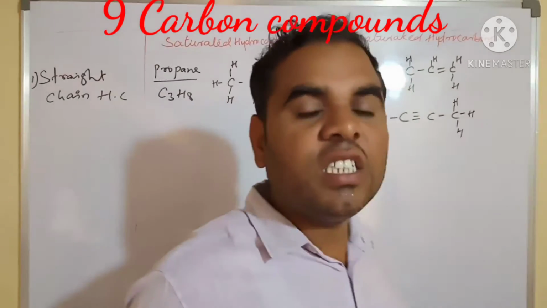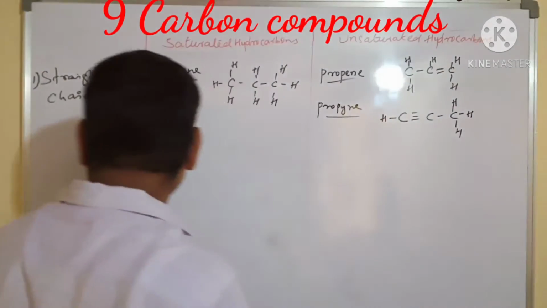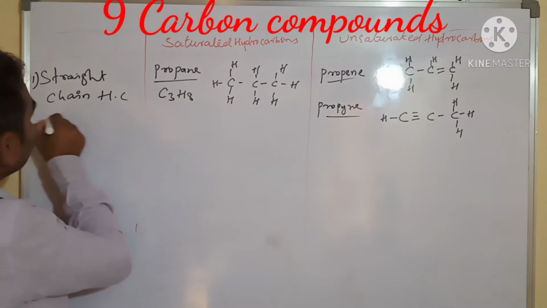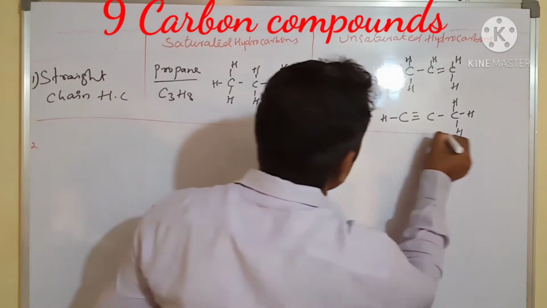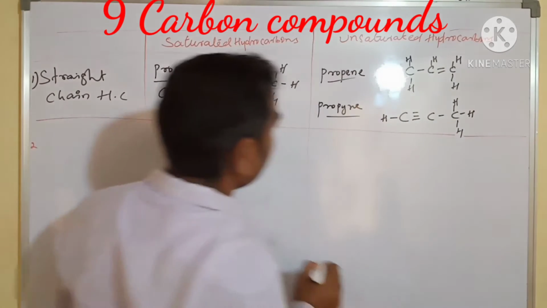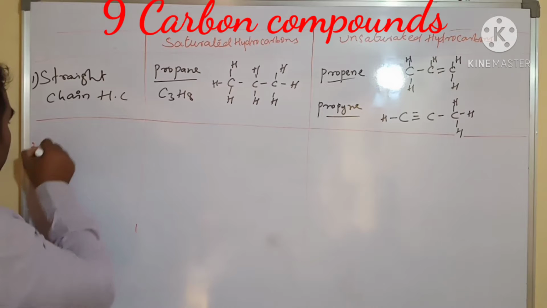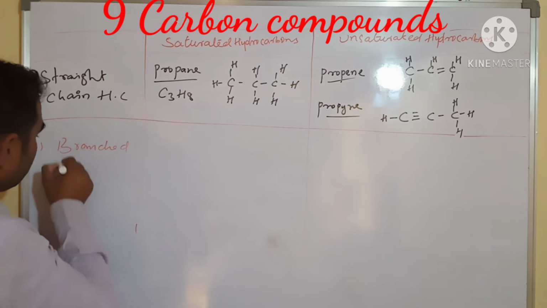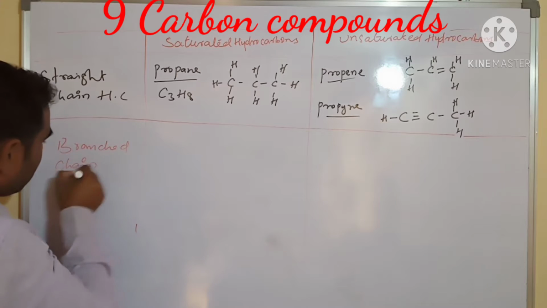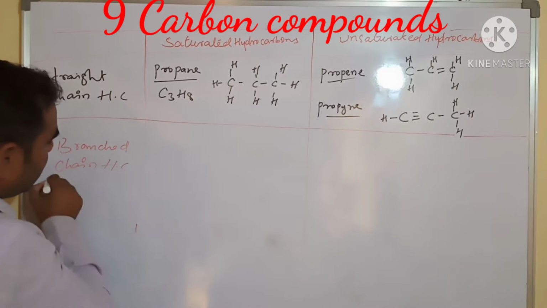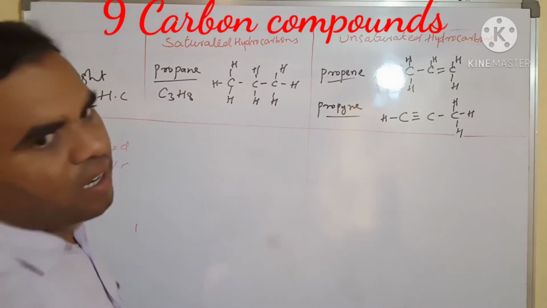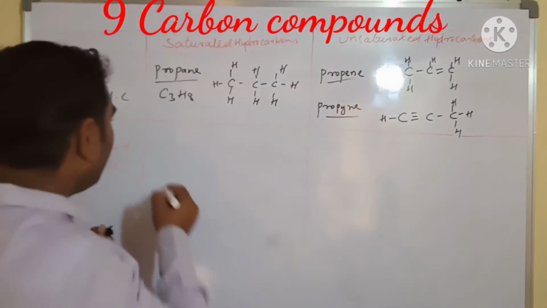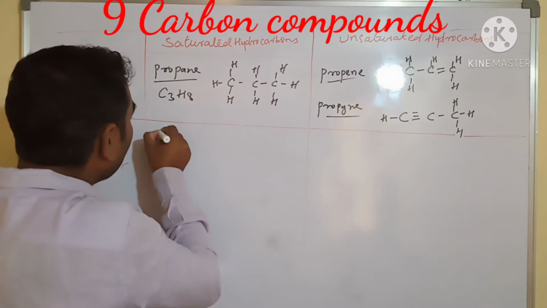Next, branched chain hydrocarbons. The second one is the branched chain hydrocarbons. These are most important, you have to learn them. Here we are writing isobutane.